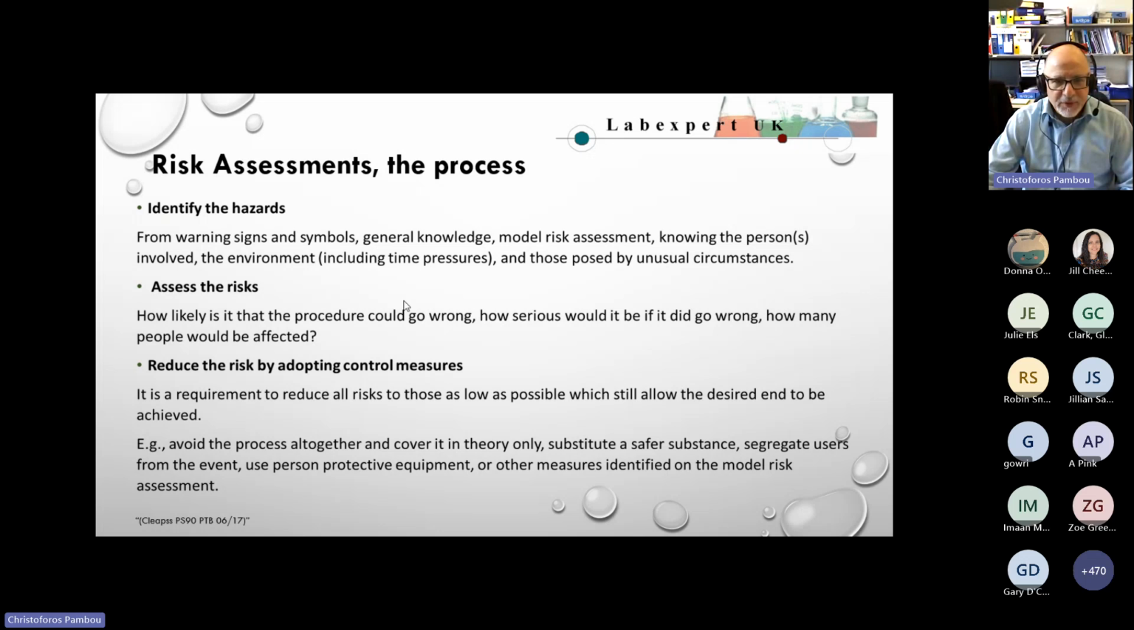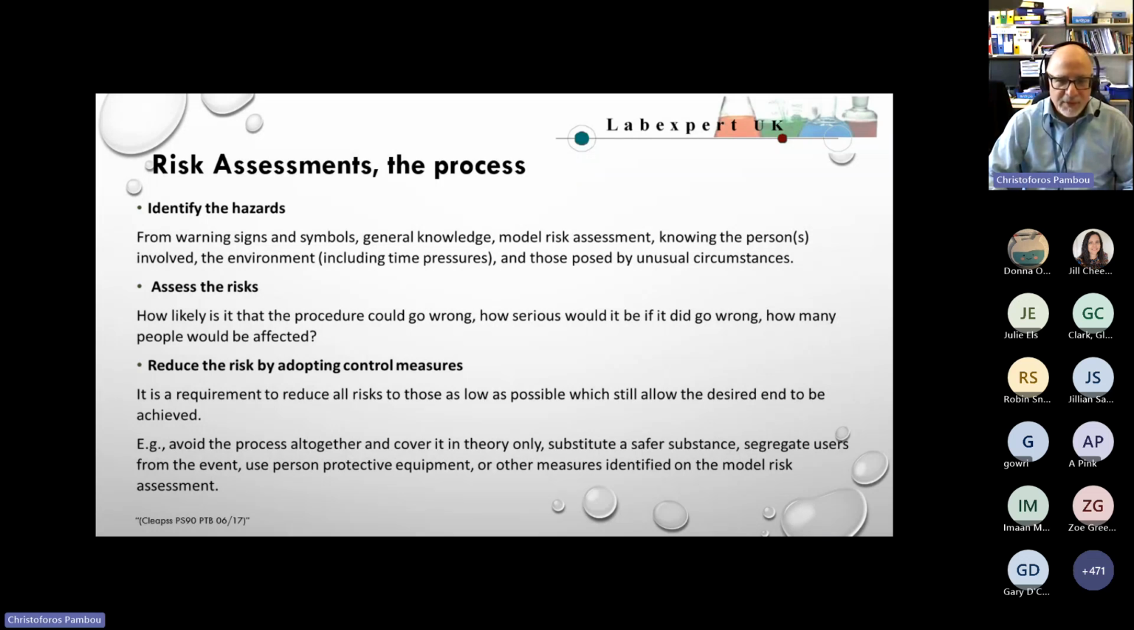And also knowing the persons involved, which is what I mentioned before. So if a teacher is doing the risk assessments, they know their class, they know the lab, the environment in which they will be working in, and includes the time pressure. Very often it is something that we forget to take into account. If you are doing an activity that requires an hour to do, trying to fit that in a 45 minute lesson, you'll be rushing and probably not taking the correct precautions and doing the activity safely.